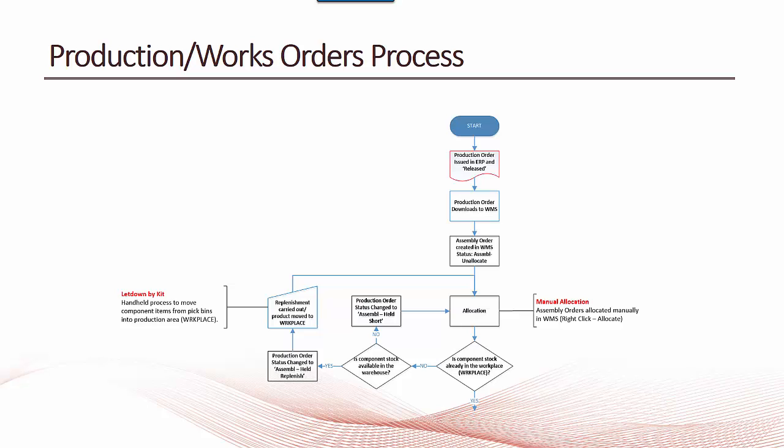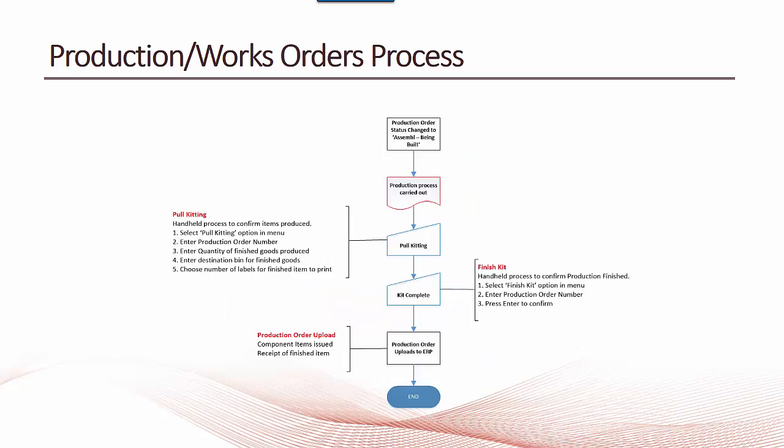Following download, the order will go into status assembly unallocated. This means no stock has yet been allocated. Now follows the process of allocating stock and moving stock to the workplace bin using the letdown function on the handheld. The allocation of stock can also be carried out automatically if required. The replenishment is a physical process of moving the stock. Once all the components have been moved to the workplace bin, the stock can be fully allocated. The status at this point is called assembly being built.